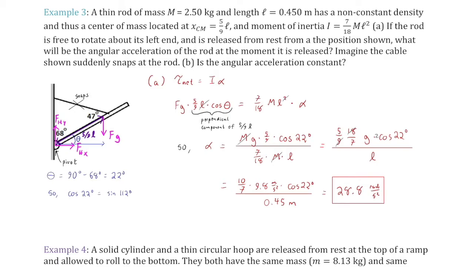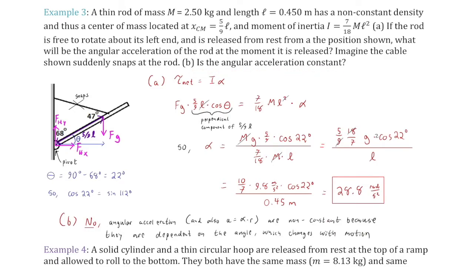All right, and then part B I ask, is it constant? And no, it's not. And the reason it's not is because the angular acceleration, as well as the translational acceleration of any particular point along the rod, is non-constant because they are dependent on the angle. Look right there. In the very calculation of alpha that we did, the angle showed up. That was not the case for the acceleration for the previous two examples.